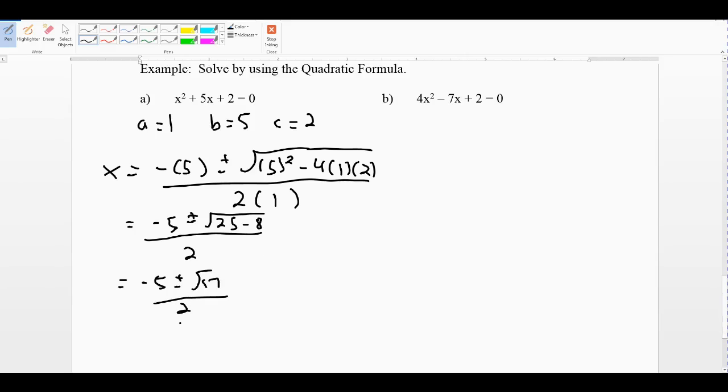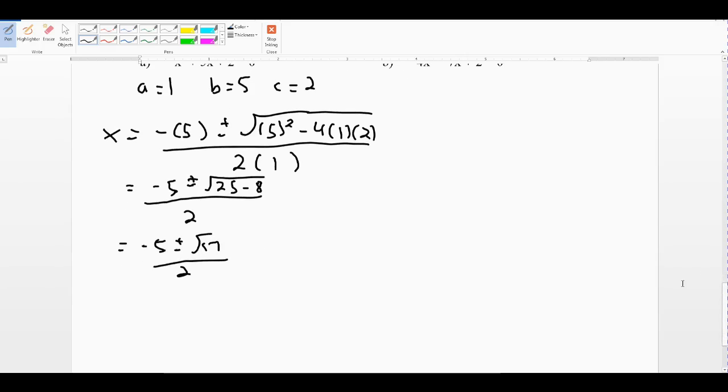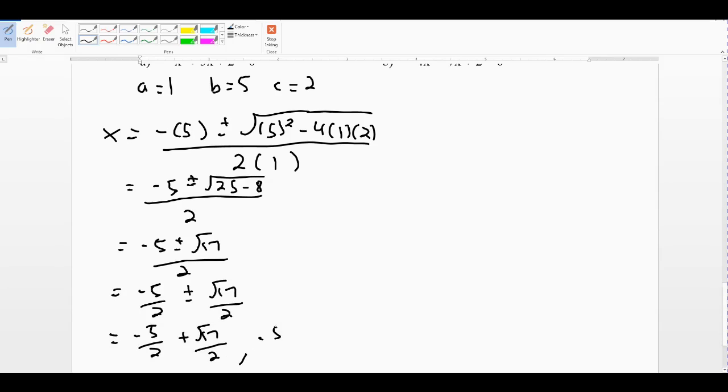Now that may be good enough as the answer. It all depends on the system you're using. You can also do this. You can rewrite it as -5 over 2 plus or minus the square root of 17 over 2. Each one of these is being divided by 2. And you can also write it like this: -5 halves plus square root of 17 over 2, and also -5 halves minus square root of 17 over 2.